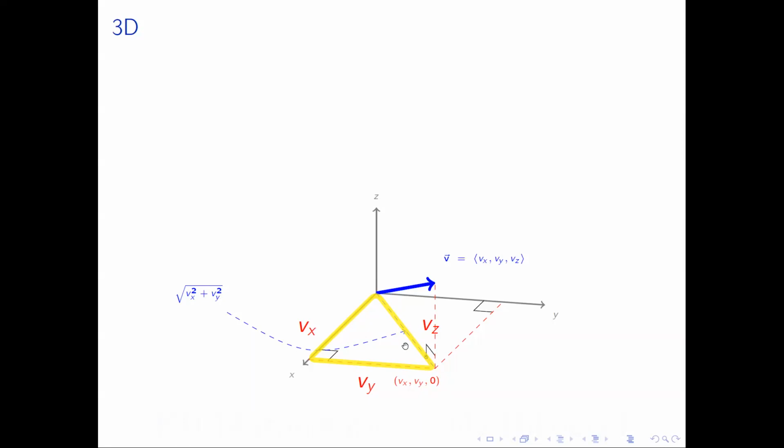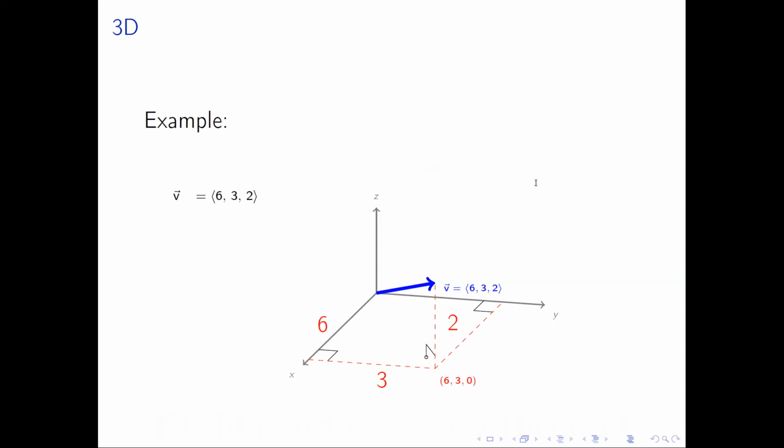Then from there, I want to consider another triangle. And this triangle, again, is a right triangle. One side is this big length. The other side is v sub z. Another Pythagorean theorem, and you get that the length of the vector is square root of v sub x to power 2 plus v sub y to power 2 plus v sub z to power 2.